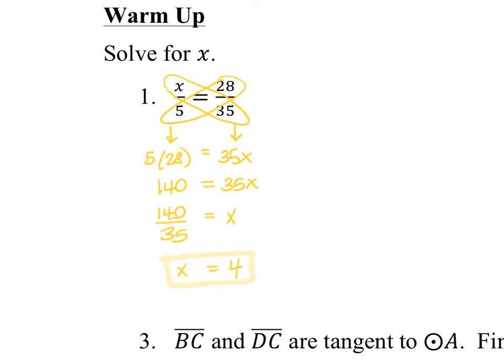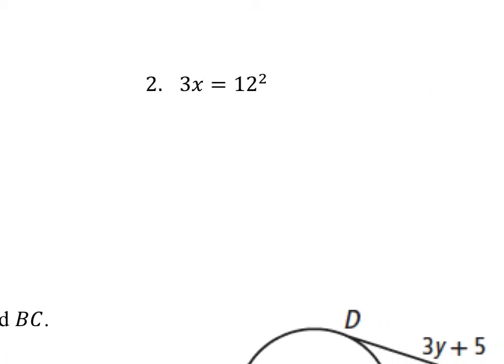Final answer. We'll take a look at number 2, and on number 2 we are tempted to divide both sides by 3, but if we do that we need to still follow order of operations first, and that means that x is going to be equal to 12 squared over 3, or 144 over 3. So power comes before division. Once we raise 12 to the second power, then we can divide by 3, and that's going to give us 48. Again, this is our final answer.